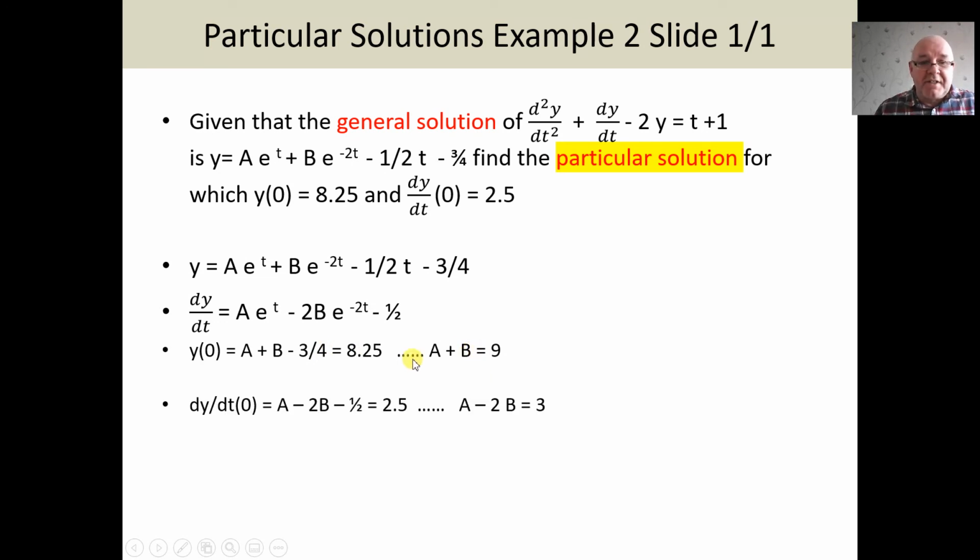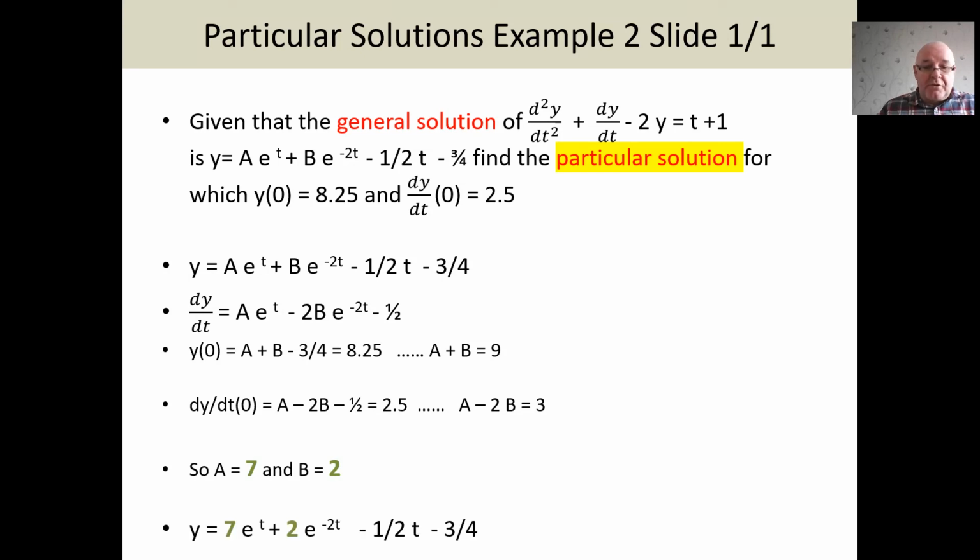Let's look at the derivative. So the derivative is a e to the 0 minus 2b e to the minus 2 times 0 minus a half. So that becomes a minus 2b minus a half, and that is equal to 2.5. We take this negative a half to the other side where it becomes 3. So a minus 2b is 3. So if you solve these two equations, a plus b is 9 and a minus 2b is 3, you'll get that a is 7, b is 2.